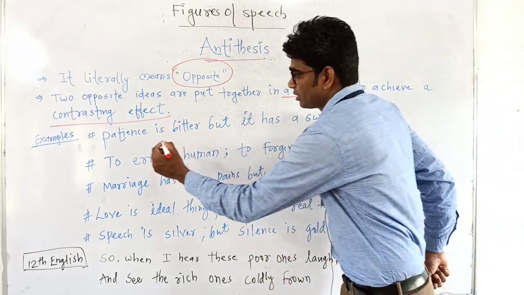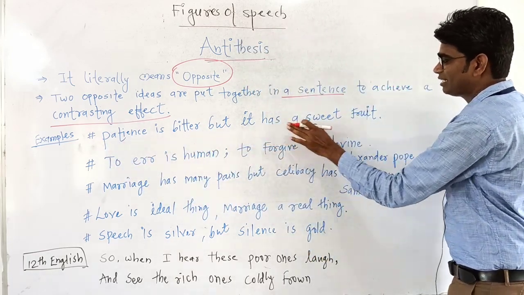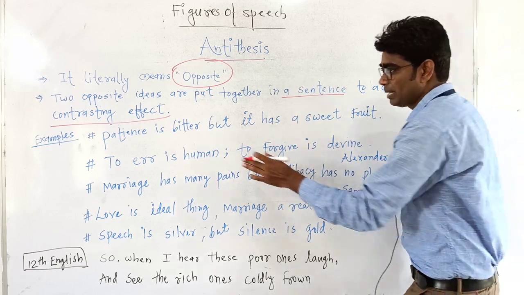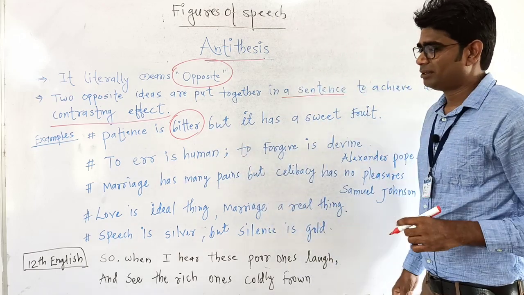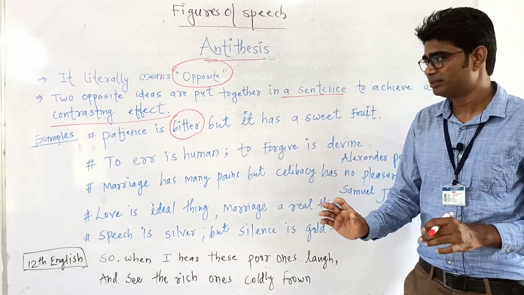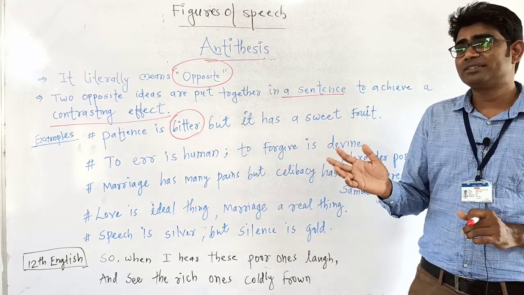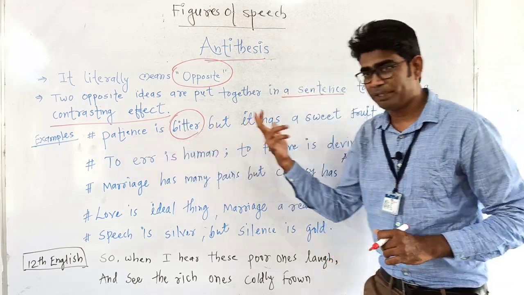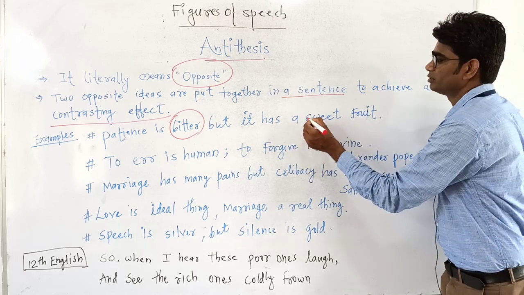See the first sentence: Patience is bitter, but it has a sweet fruit. Very, very interesting sentence actually. Patience is bitter. Waiting patiently for someone is quite a boring thing. Or waiting for something for your goal, it's not interesting. So patience is bitter, वो bitter है, but it has a sweet fruit.